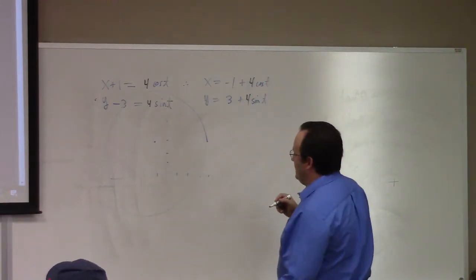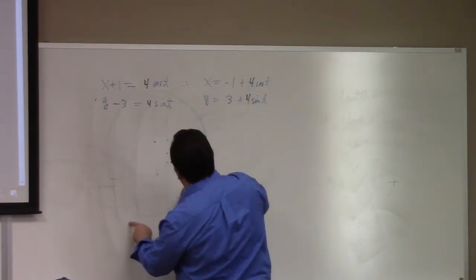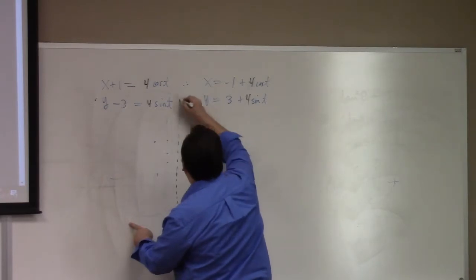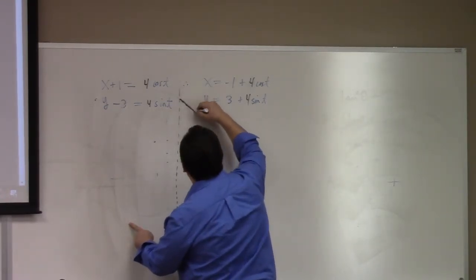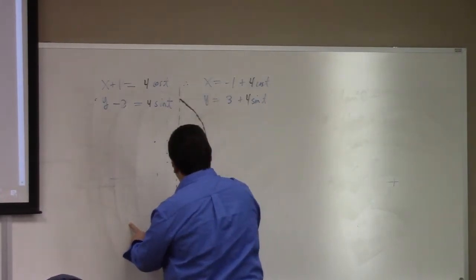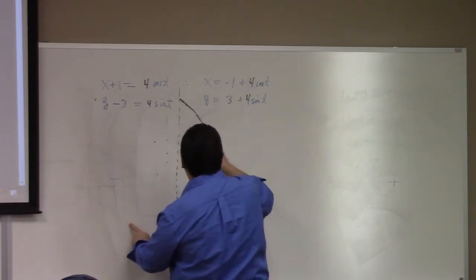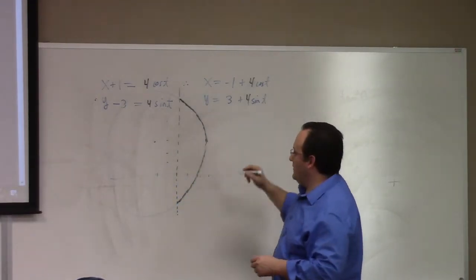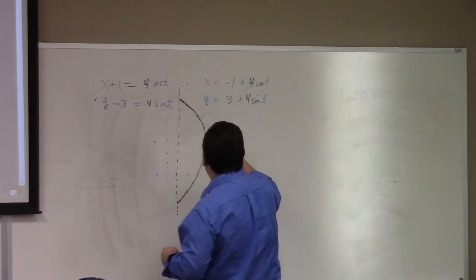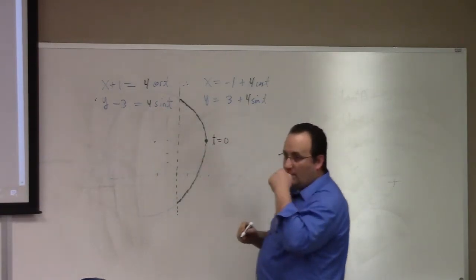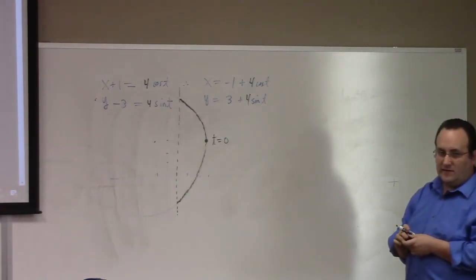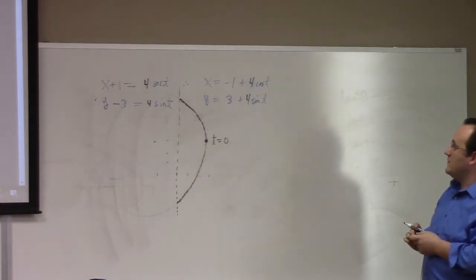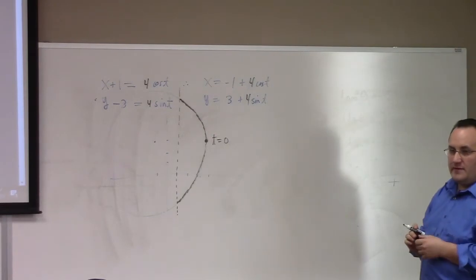Let's see here. So 4, x greater than or equal to 1 is this piece right here, right? We're trying to parameterize this part of it, right? So this in the middle is t equals 0. That's where cosine is biggest and sine is 0. That's the point 2 comma 3, right?